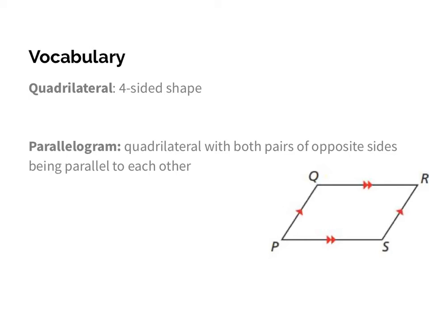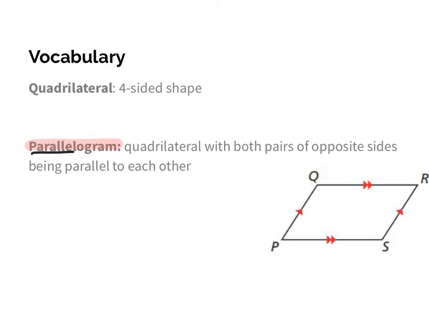Now in this section, we're going to focus primarily on what are called parallelograms. A parallelogram is a special type of quadrilateral. The keyword within that is the word parallel: it is a four-sided shape, or quadrilateral, where the opposite sides are going to be parallel to each other. You'll see the markings on this diagram. Those arrows show that they are parallel. So PQ is parallel to SR, and QR is parallel to PS. That's why it's called a parallelogram, because the opposite sides are parallel.